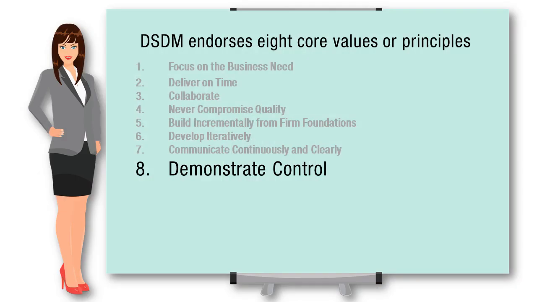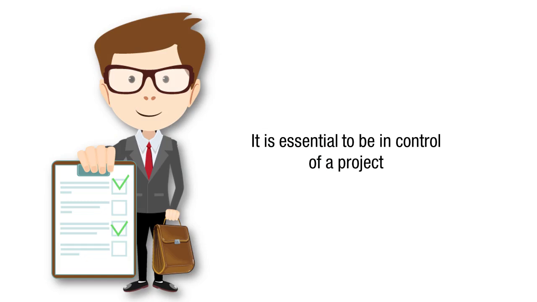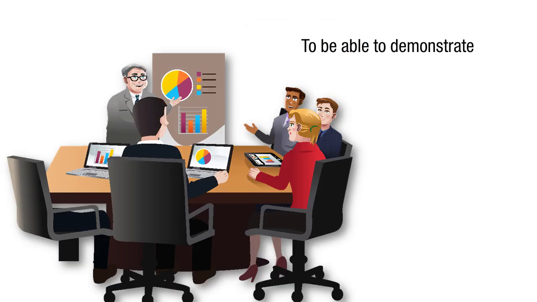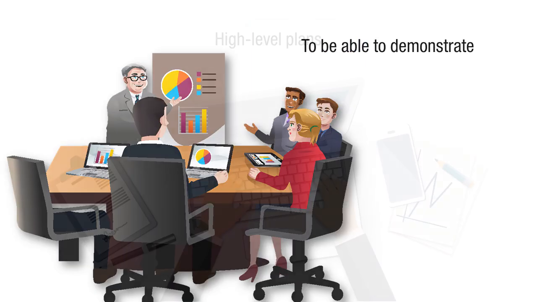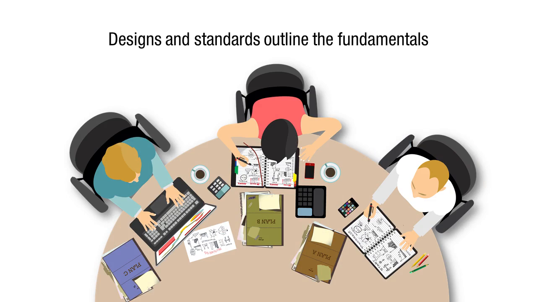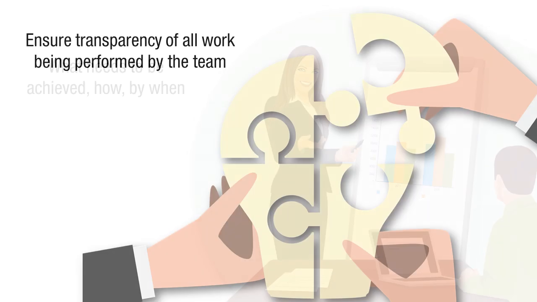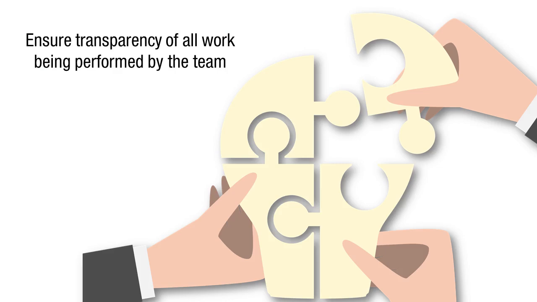The last core value is demonstrate control. It is essential to be in control of a project and the solution being created at all times and to be able to demonstrate that this is the case. High-level plans, designs, and standards outline the fundamentals of what needs to be achieved, how, by when, etc. It is also vital to ensure transparency of all work being performed by the team.